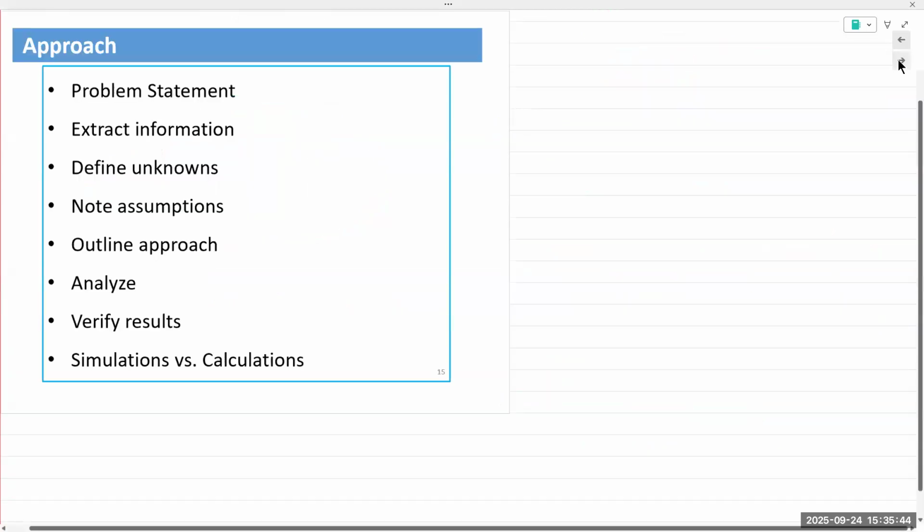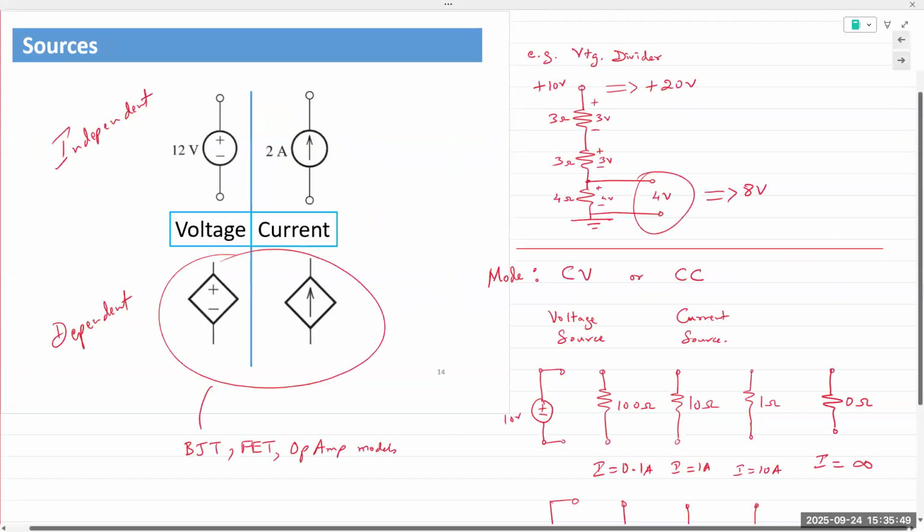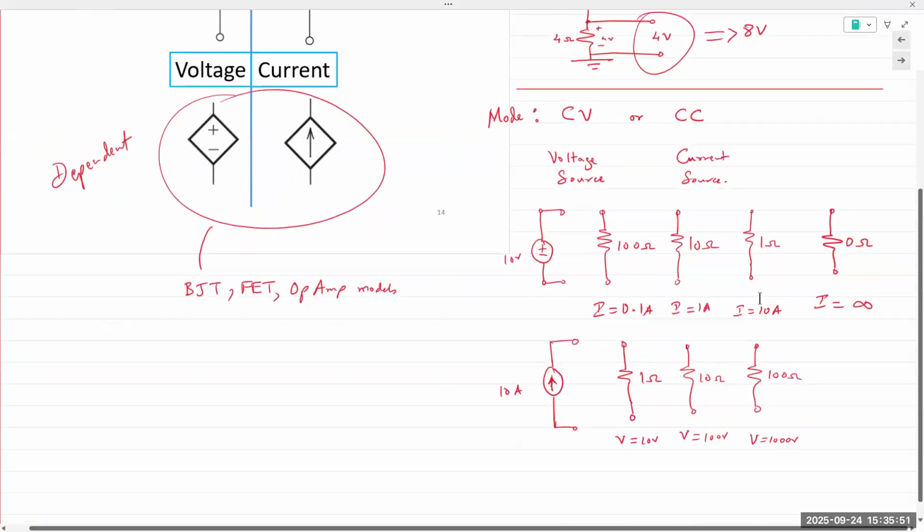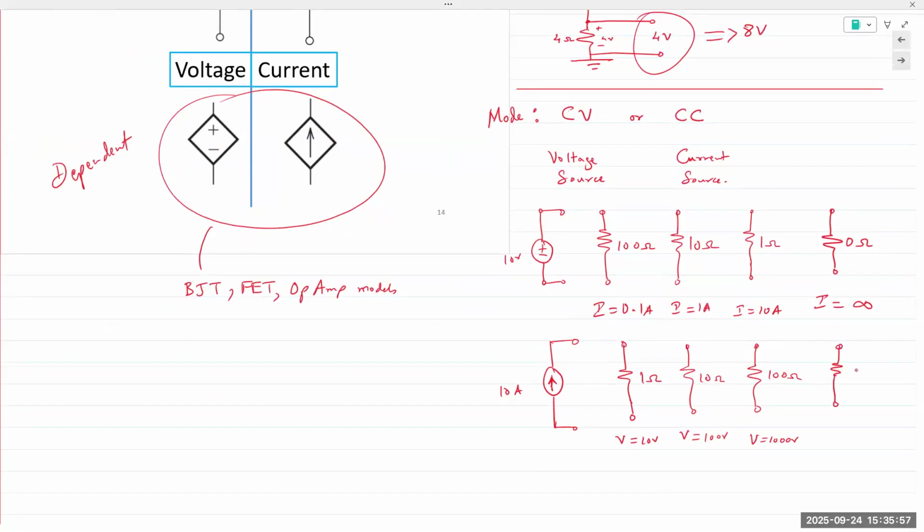All right, any questions? Yes. The question being asked is, can we run fixed current through a short circuit? What do y'all think?